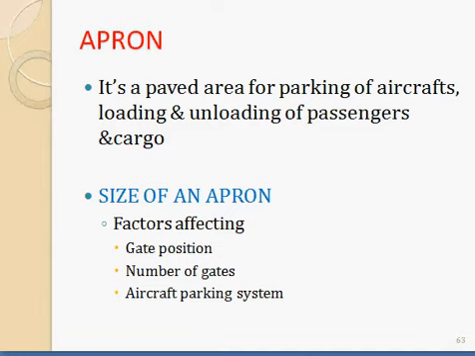taking place. So the whole area is apron, and in that itself you will be dividing areas specifically for different aircraft, so that each area, position is known as gate position. That means in a large area it will be an apron, and then you can allot spaces for, suppose, 10 aircraft. That means the space for one aircraft is known as gate position. So in an apron you can provide 10, 20, like that, any number of gate positions. So the factors affecting the size of an apron are gate position, number of gates, and aircraft parking system.